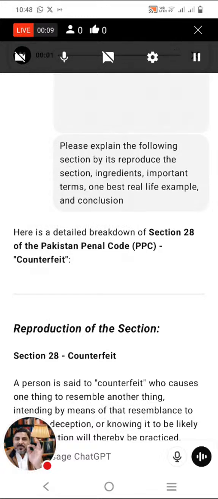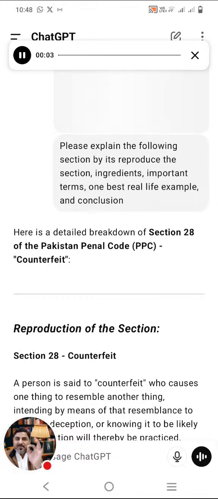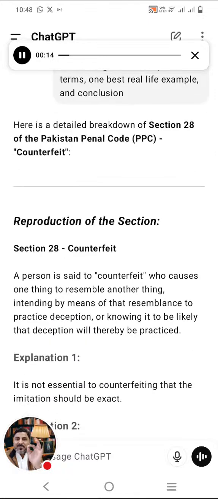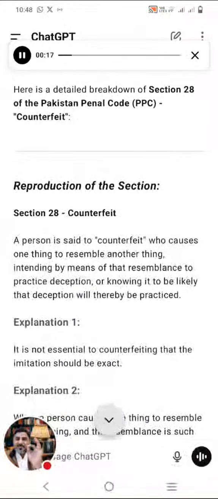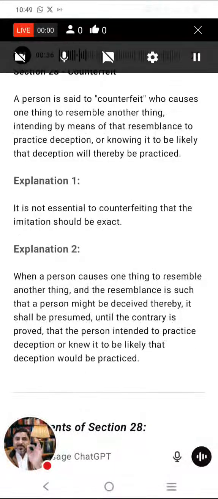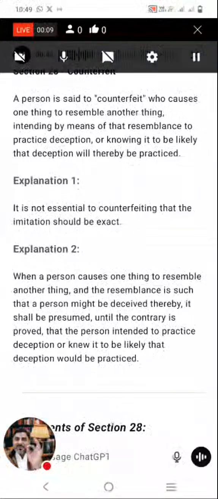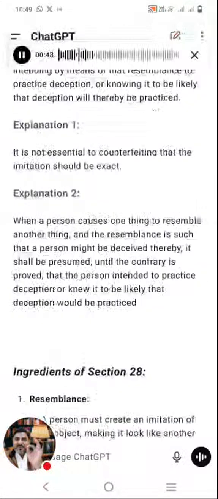Here is a detailed breakdown of Section 28 of the Pakistan Penal Code, PPC. Counterfeit. Reproduction of the section. Section 28, counterfeit. A person is said to counterfeit who causes one thing to resemble another thing, intending by means of that resemblance to practice deception, or knowing it to be likely that deception will thereby be practiced. Where the resemblance is such that a person might be deceived thereby, it shall be presumed, until the contrary is proved, that the person intended to practice deception.